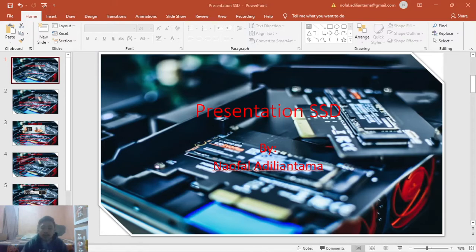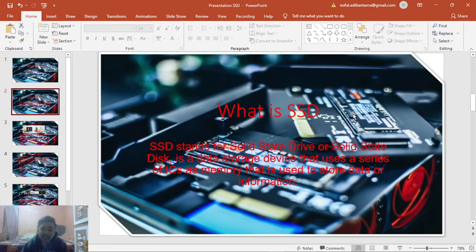I will explain about SSD. What is SSD? SSD stands for Solid State Drive or Solid State Disk. It is a data storage device that uses a series of ICs as memory that is used to store data or information. So in this text we can store data or information.